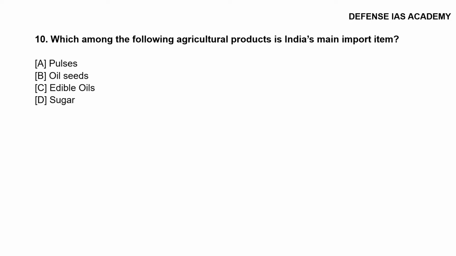Question number 10. Which among the following agricultural products is India's main import item? The correct answer is option number C, edible oils. So, edible oil is the main agricultural import item of India.